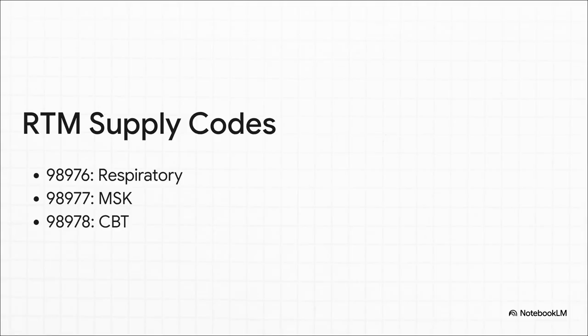Now, while RPM just uses a single supply code, RTM gets a lot more specific. RTM supply codes are neatly categorized by organ system or therapy type. You've got to make sure you choose the code that precisely matches the targeted therapy.